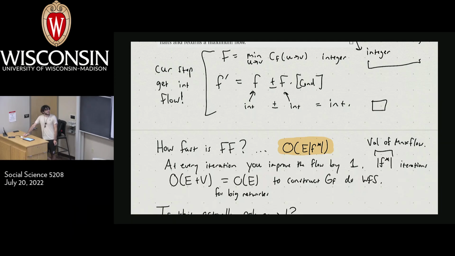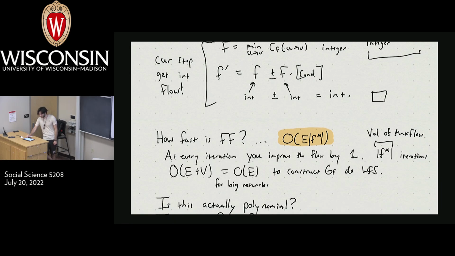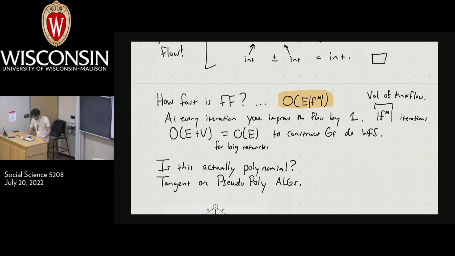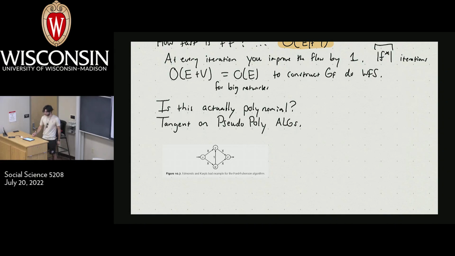So now I'm going to ask you, is this actually a fast algorithm? It looks fast, that kind of looks linear time almost. But is it really? Is it really linear time? Is it even polynomial time? I claim it's not. So here's an example.